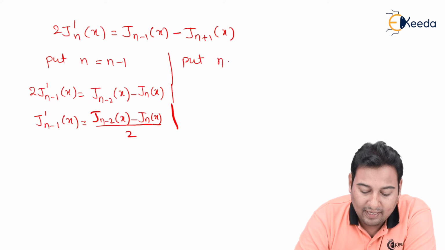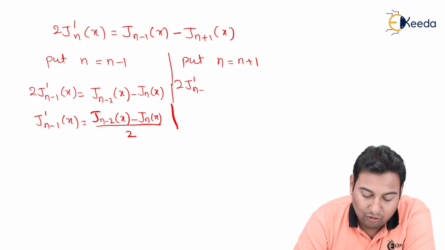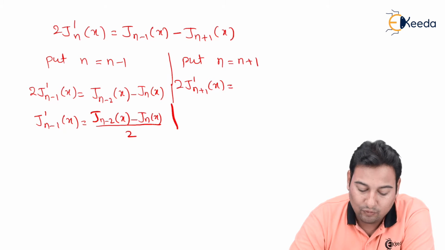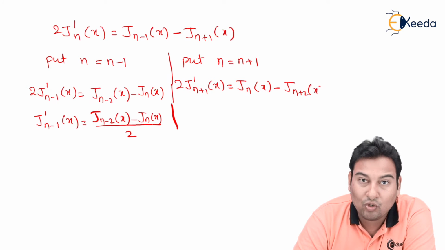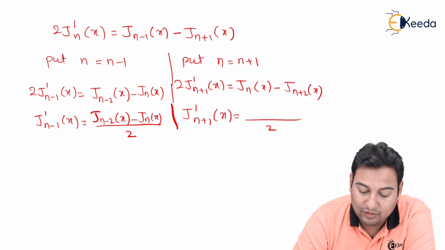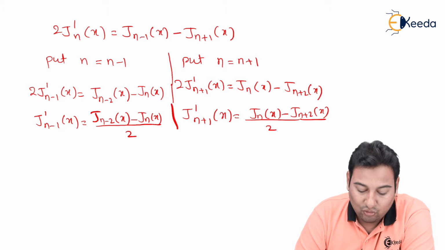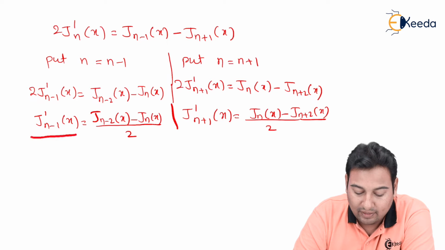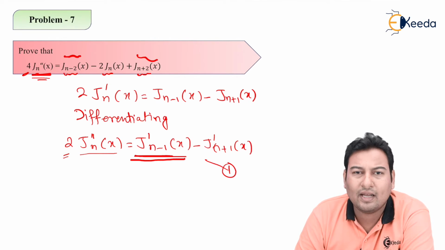And if you replace n with n plus 1, then 2J dash of n plus 1 x is equal to J of nx minus J of n plus 2 x. So for J dash of n plus 1 x, 2 will go to this side: J of nx minus J of n plus 2 x, over 2. So these are the two terms that I got, J dash of n minus 1 x and J dash of n plus 1 x. Now I'm going to put them in this particular equation, equation number 1, and I'll get my result.